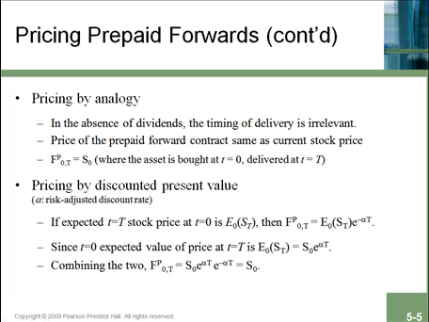So the timing of delivery is irrelevant, and that being the case, the value of the prepaid forward contract should be equal to the value of the stock itself. Well, that seems very simple, maybe almost too simple. Maybe you need a little bit more convincing that in fact it's true, that a prepaid forward has the same value as the stock itself whenever there's no dividends paid by the stock over the time of the contract.